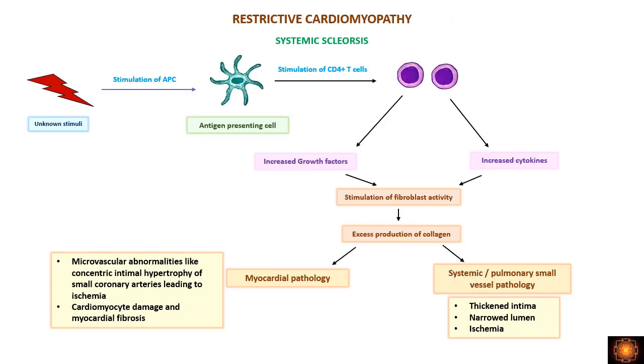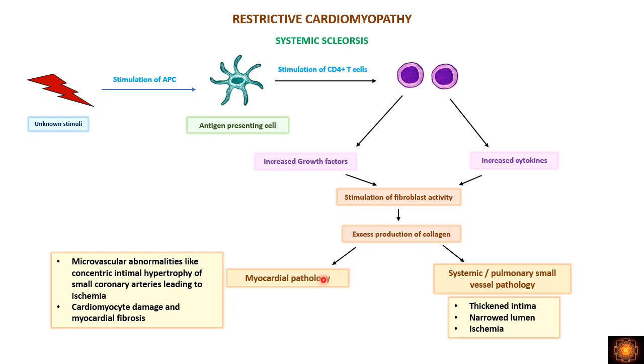And another condition is systemic sclerosis. Here we don't know what the cause is. There is some unknown stimulus which stimulates the antigen presenting cells, and these antigen presenting cells indirectly stimulate the CD4 plus T cells, and these CD4 plus T cells, when they are stimulated, produce growth factors and they also produce cytokines. Both of them stimulate the fibroblastic activity, and you have proliferation of the fibroblasts and deposition of collagen.